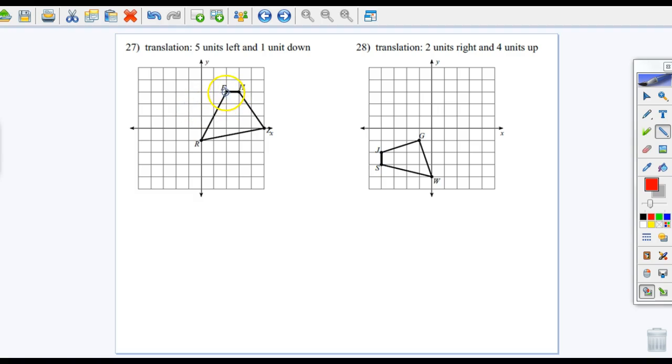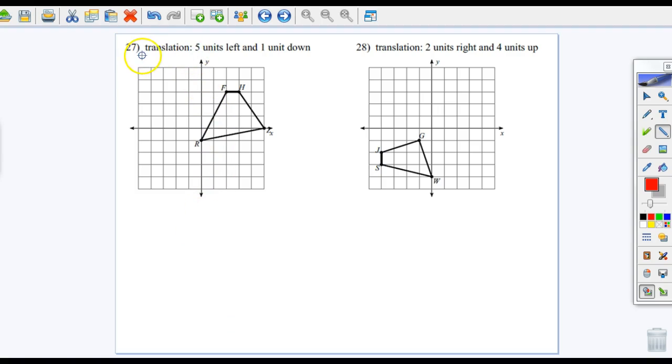Now this time it's not a triangle. I have 4 points. So it doesn't matter what the shape is. It can be any polygon. As long as you're doing the translation rule that it tells you for every point, you should have an identical figure in a different location. Remember, for translation, size and shape don't change, just location.